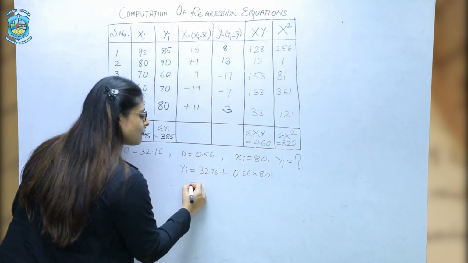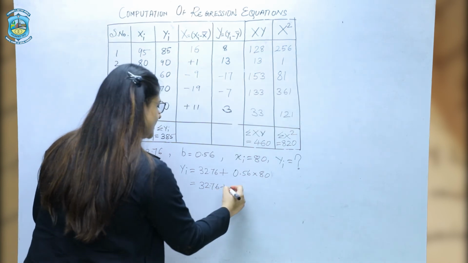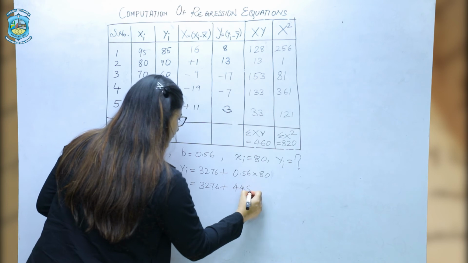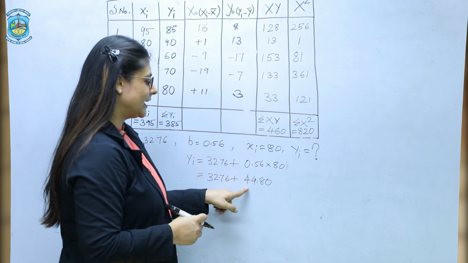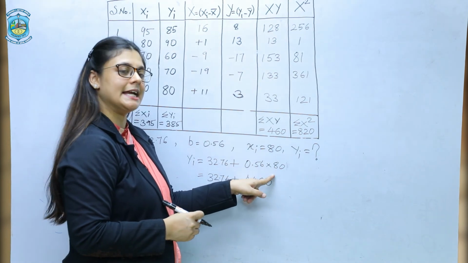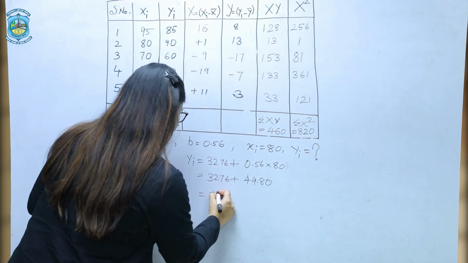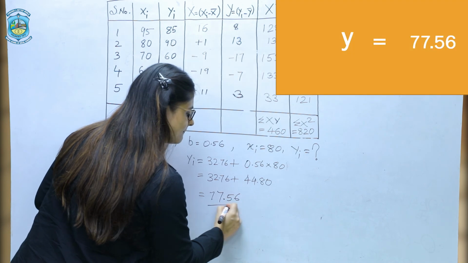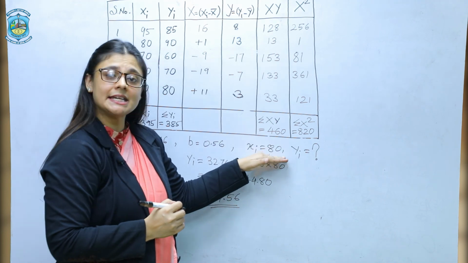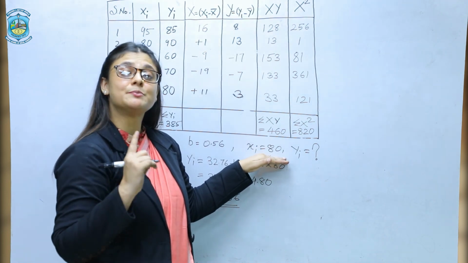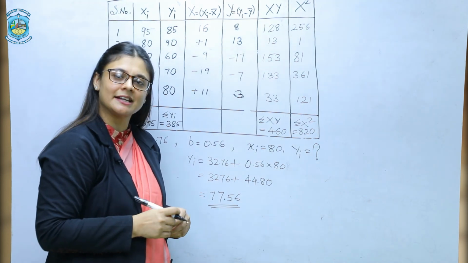So therefore, let's further go on calculating this. The answer when you multiply this will be equal to 44.80. So here we have the value after multiplying 0.56 and 80, 44.80. Add these two and you will get the final answer as 77.56. So if a particular child is scoring an 80 in the math aptitude test, it is predicted that she is going to get a score of 77.56 in the statistics course.